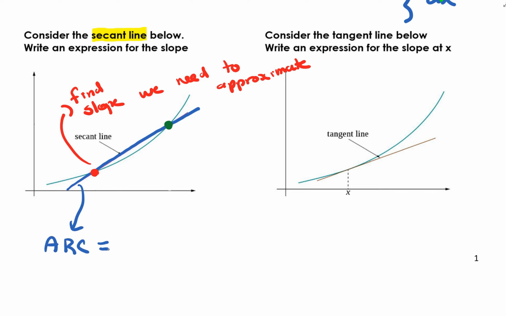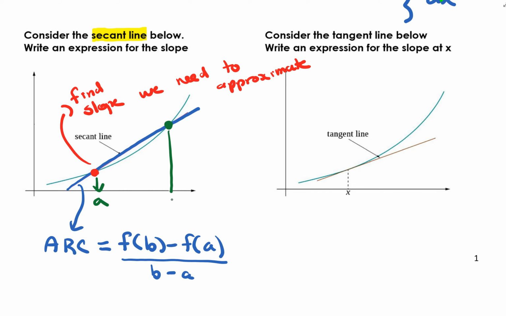This is an approximation or an estimate of the slope by saying f of b minus f of a over b minus a. If I had to add to this, this right here would be your a, this right here would be your b, this right here would be your f of a, and if I go straight across, this is f of b. That's the average rate of change to approximate the slope at this red dot, and that's an estimation, called the average rate of change.